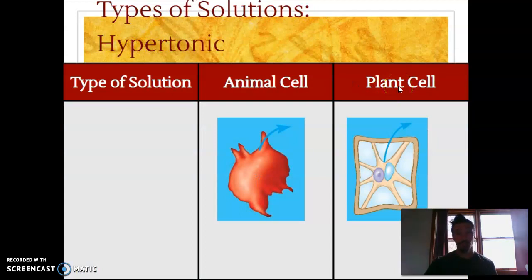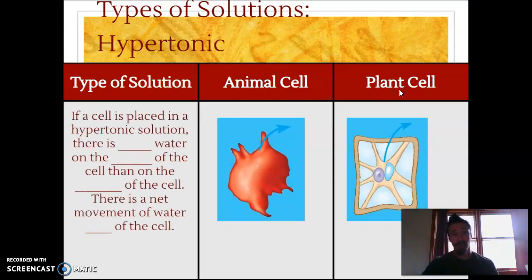First off, these are both animal and plant cells again. Red blood cell and the plant cell, they look drastically different this time, however. And notice there's only one arrow. Okay, so this is a hypertonic solution. And in a hypertonic solution, if you place a cell there, that means that there is more water on the inside of the cell rather than on the outside.